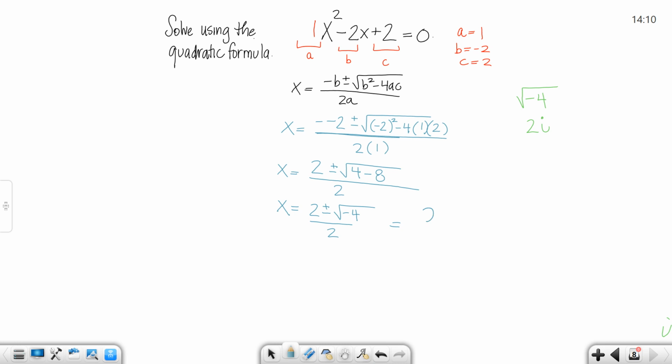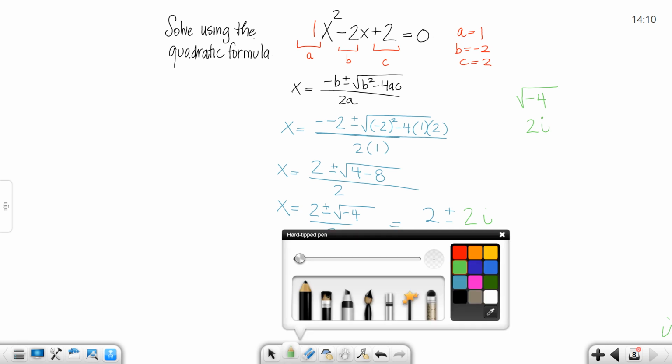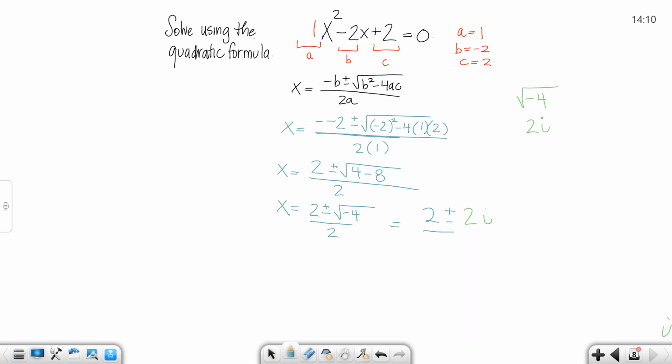So simplifying this, we get 2 plus or minus 2i over 2. So that's where the i might come in. It's the only time this semester you'll see the i, but that's where it might come in.